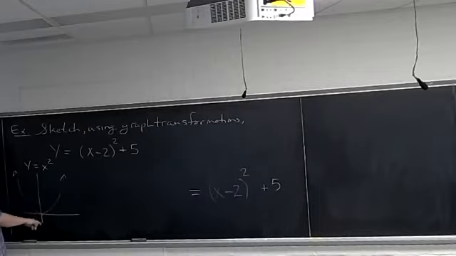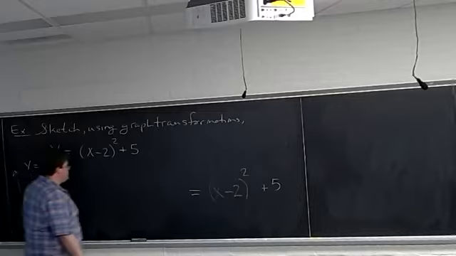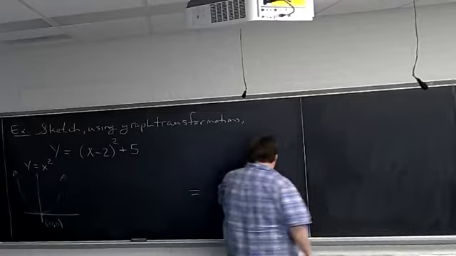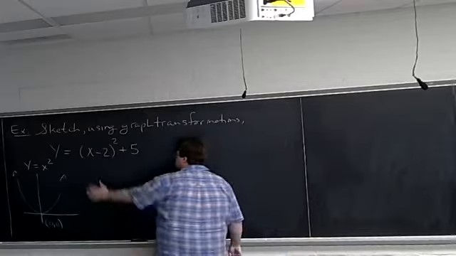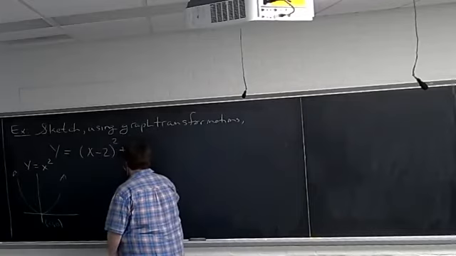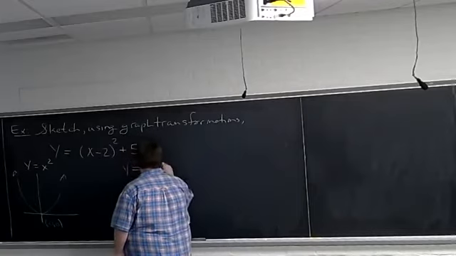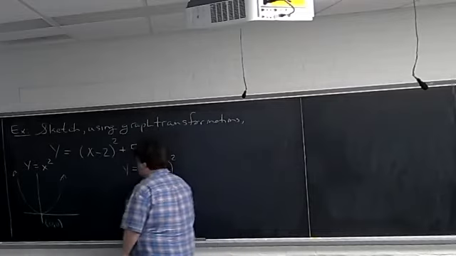Well, on this function y equals x squared, for one of these sketches, I like to keep track of, in this case, the point that goes through 0, 0. So that's what I meant by keep track of. The first thing that happens to x is this negative 2. So next we're going to sketch y equals (x minus 2) squared. Now, what does that do?